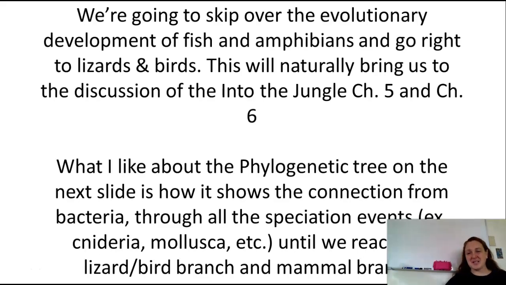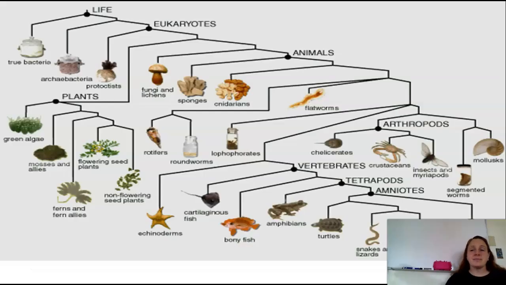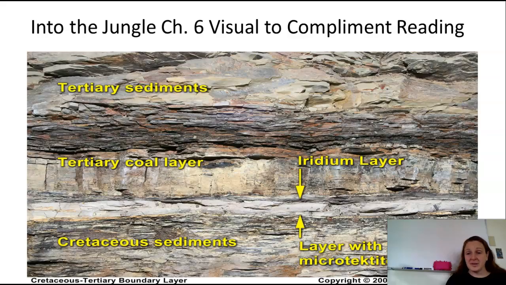And I know it seems like we're reading a lot with having both chapter 5 and 6 coupled together, but they really do couple nicely with these two chapters in this unit. So down near the bottom of this phylogenetic tree, if we follow it all the way, we see our crocodiles and birds, closely related to one another. In Into the Jungle chapter 6, you're going to be reading about the dinosaurs and why the dinosaurs went extinct, building our way into the birds.